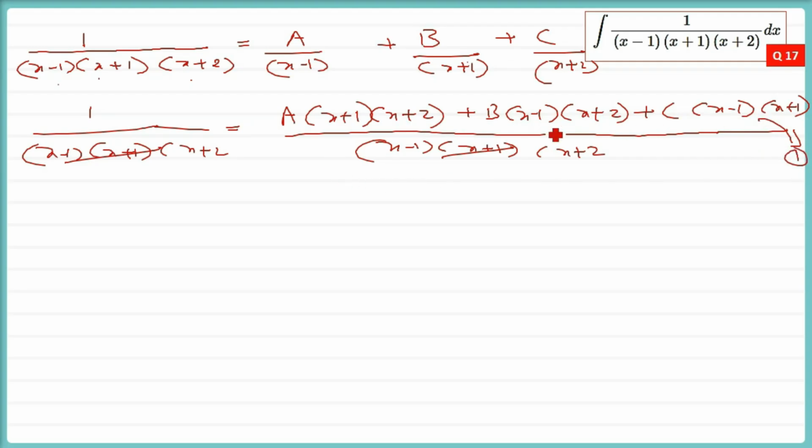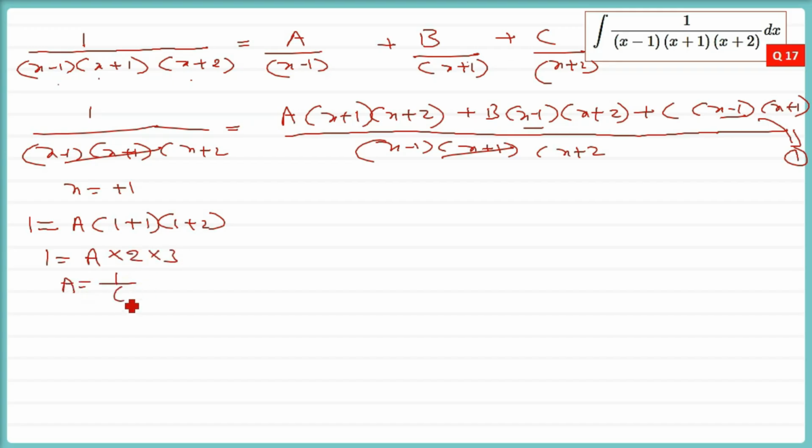In order to find a, we'll put x equals 1, that will make the second and third terms 0. On the left there is no x, so just write 1, and on the right replace x by 1. So a into 1 plus 1 and 1 plus 2. So 1 equals a, 2 into 3. So this a will be 1 by 6. So you can write 1 by 6 here, for the integration of this one.